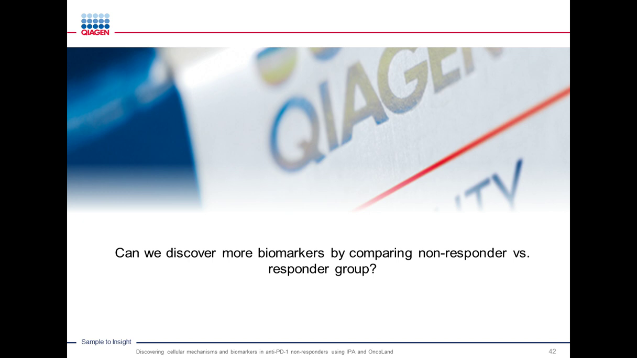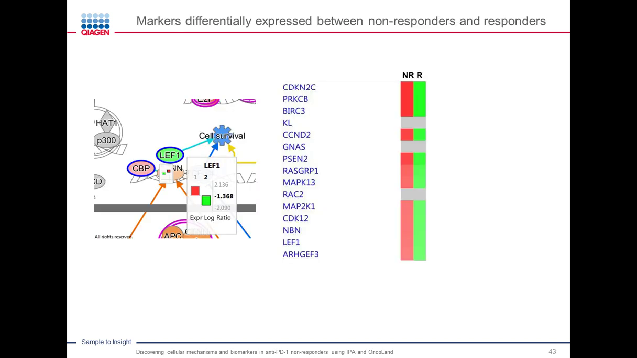Now that we have talked about mechanism of action, what about biomarkers? What type of biomarkers can you discover in IPA? I already mentioned one biomarker, which is LAF1, but in IPA, you can turn on this bar chart, and this bar chart will show you how LAF1 is up in non-responder, which is the red bar, and down in responder, which is the green bar, right? So again, we would expect cell survival marker LAF1 to be up in non-responder and down in responders. And then similarly, other markers, such as the ones you see on the right-hand side, such as CDKN2C, BERK3, are also all up in non-responder and down in responder.